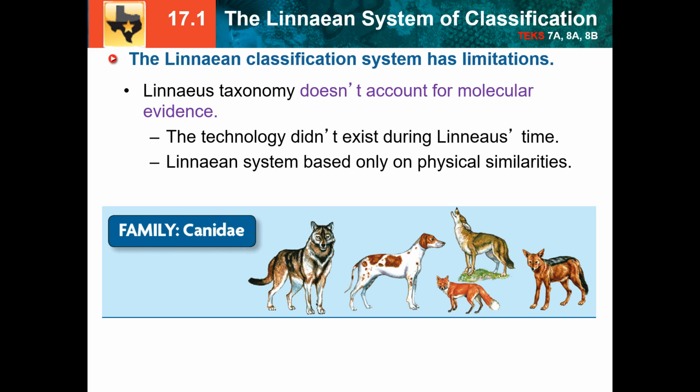All right, so the Linnaean classification system does have limitations. It's not perfect. Linnaeus lived back in the 1700s, so this was a long time ago. Back then, we didn't have molecular evidence. DNA wasn't discovered until the middle of the 20th century. So Linnaeus just classified things based on physical similarities, based on what they looked like. It's like, oh, these things all have 4 legs and kind of look the same, so we'll call them a family and call it Canidae. But it's all just roughly speaking.